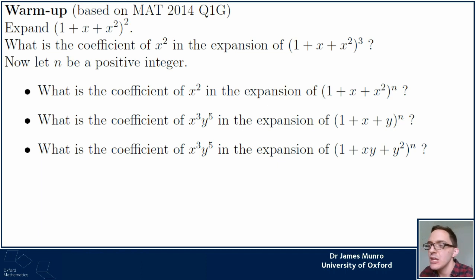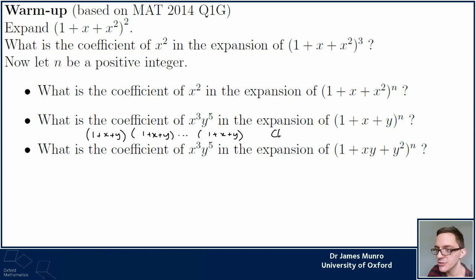Okay, so here, let's imagine this, I've got 1 plus x plus y to the power of n, so that's like 1 plus x plus y, 1 plus x plus y. I've got n brackets, and I want x cubed y to the 5. The only way I'm going to get that is if I choose 3 x's and 5 y's from these brackets. So I need to choose 3 of my brackets to give me an x, and then I need to choose from the remaining brackets 5 of them to give me a y.